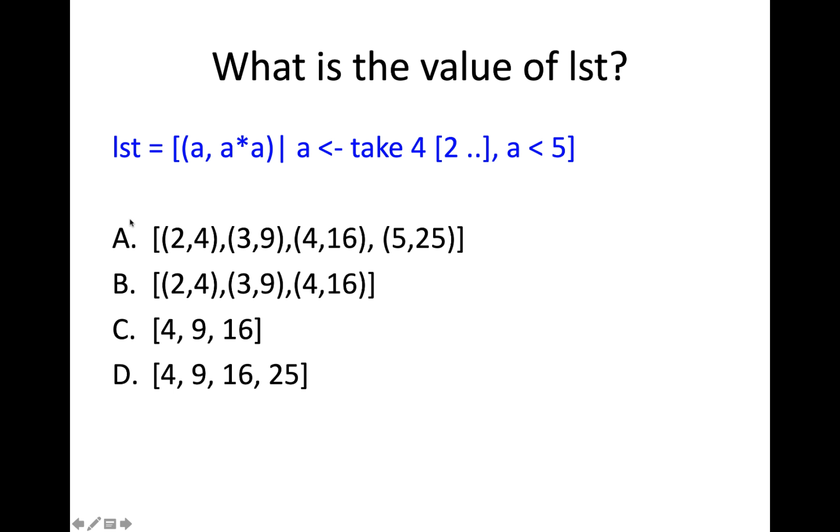Another puzzle: what is the value of this list? Here we have a coming from this expression where this is an infinite list, and we are taking the first 4 items from this list, so that means 2, 3, 4, 5, correct? But there is an extra condition, a is less than 5, so the only possibilities for a are 2, 3 and 4, not 5, and those possibilities will be here. So 2, 3 and 4, and they are squared, so B should be the correct answer.